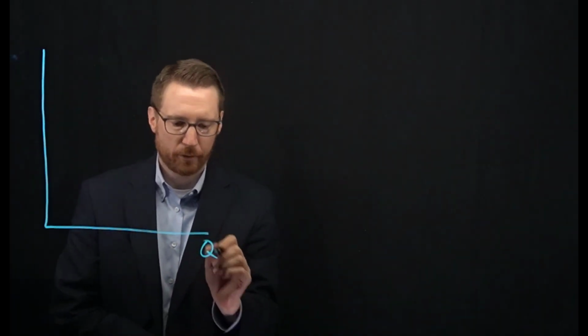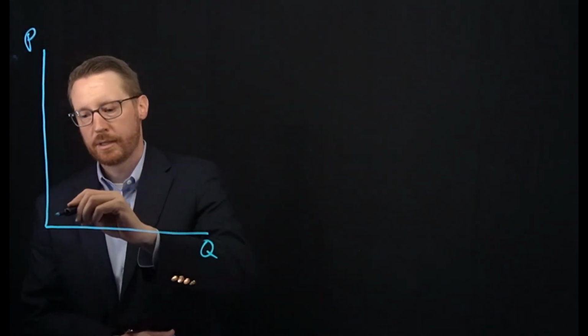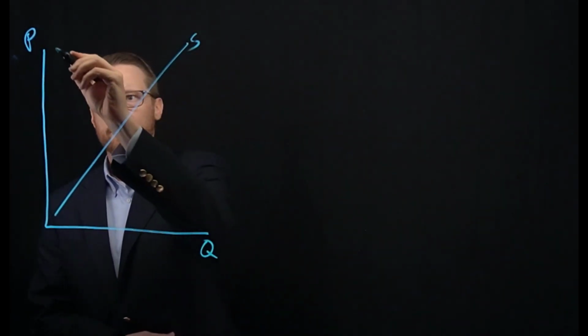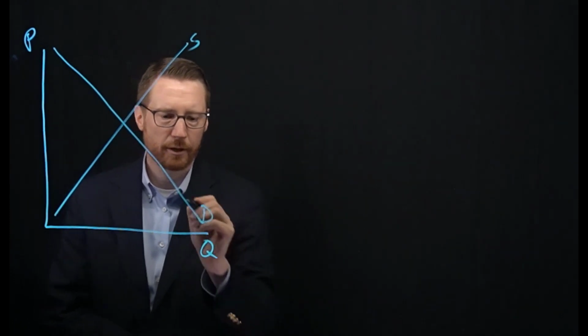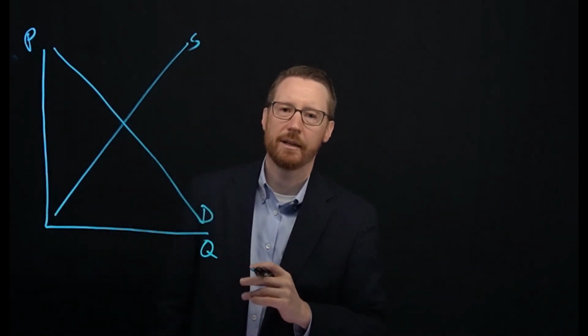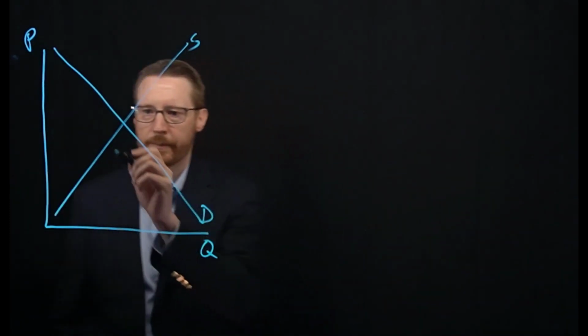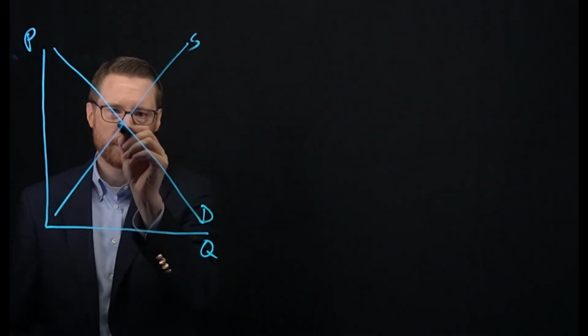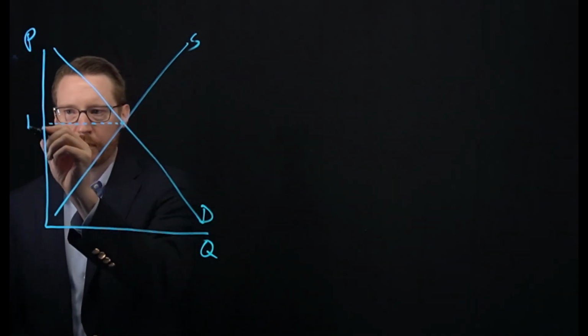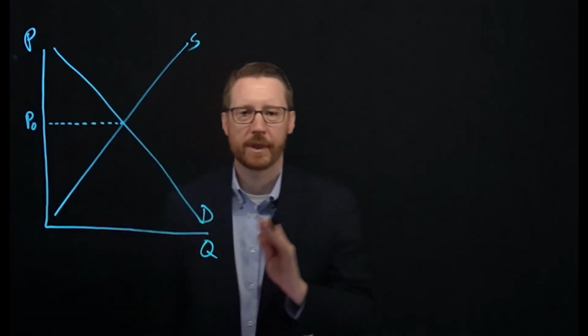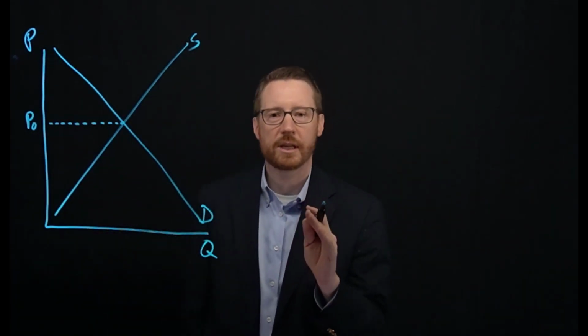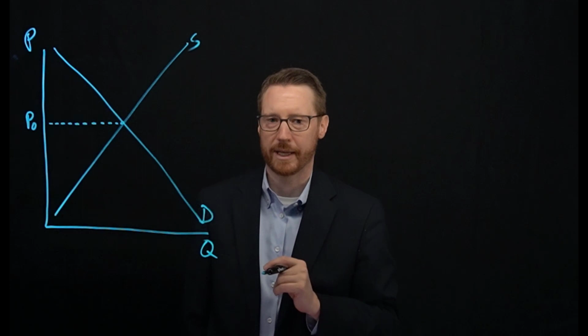All right, if we think about quantity, price, throw in a supply curve, throw in a demand curve, and let's label in our initial prices. So if we start out, we'll call this P naught. That's the amount that a good sells for without a tax in place.